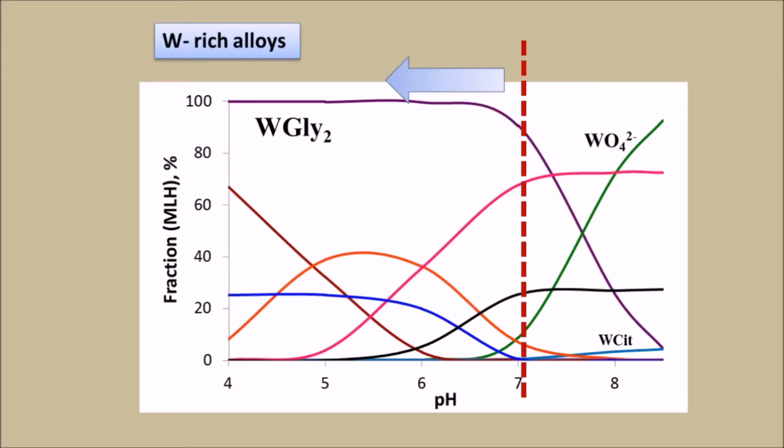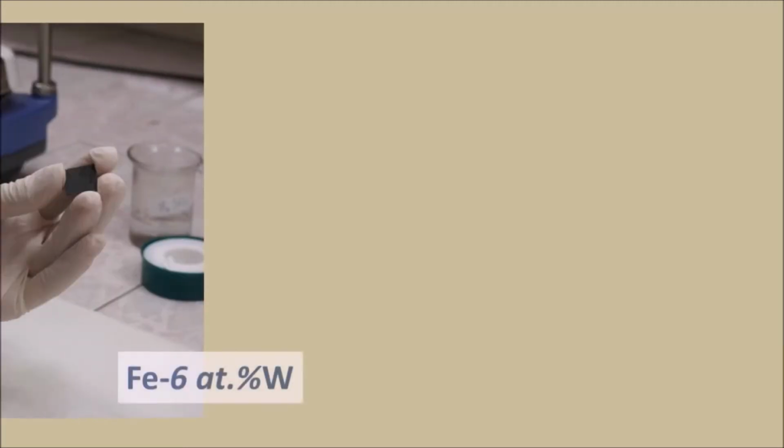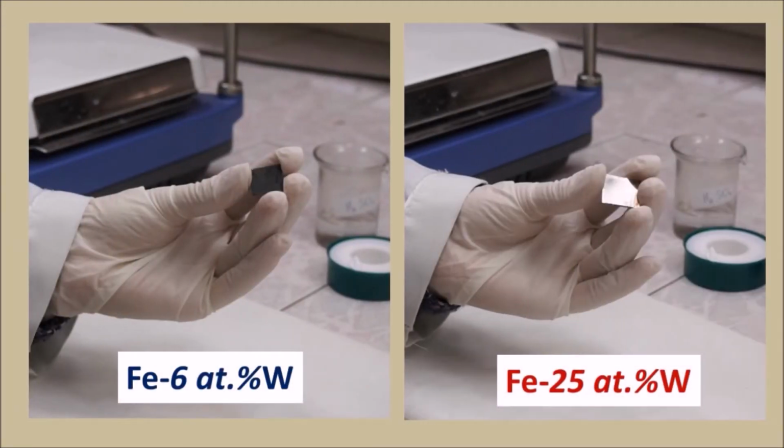That increases the current efficiency of the iron-tungsten deposition process up to 70%, compared to a maximum of 50% reported for citrate ammonia electrolytes. As the concentration of glycolate complexes decreases, the deposition of iron-rich alloys occurs and the current efficiency drops. By changing the deposition conditions, alloys with various tungsten content from a few atomic percent to 25% of tungsten can be produced.